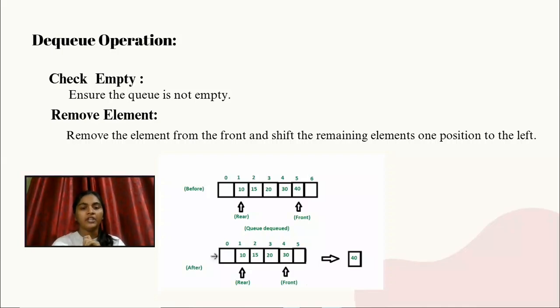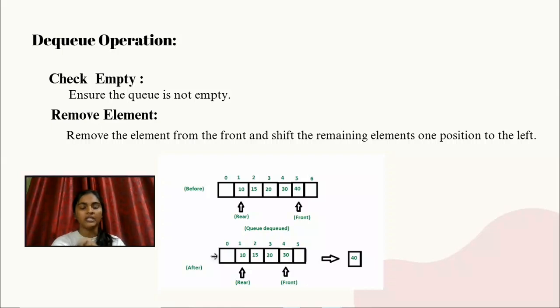There are implementations based on array and linked list. Array based uses a circular array to optimize space, and requires managing front and rear pointers, whereas linked list based uses doubly linked nodes, offers dynamic size and efficient insertion and deletion.